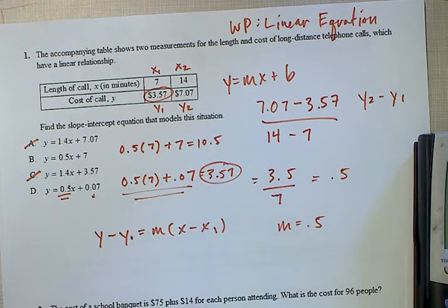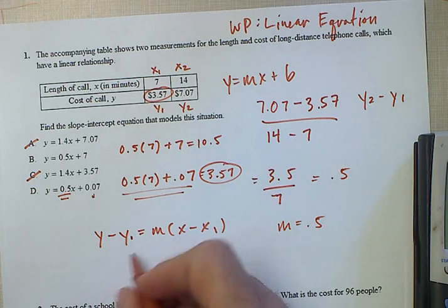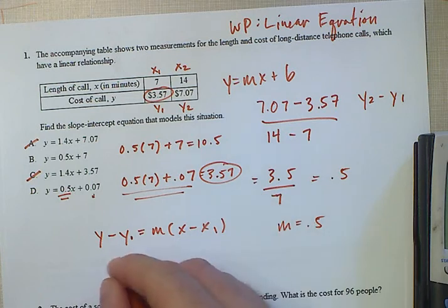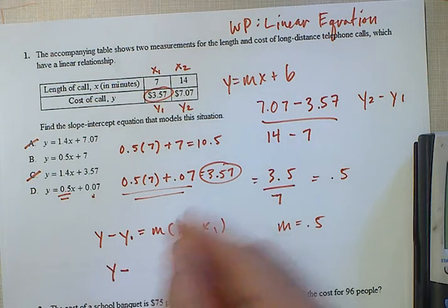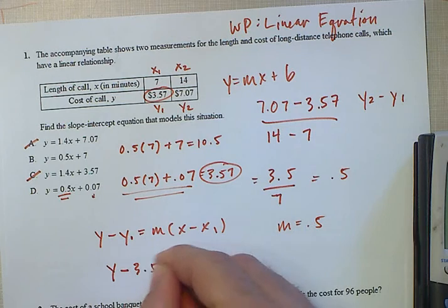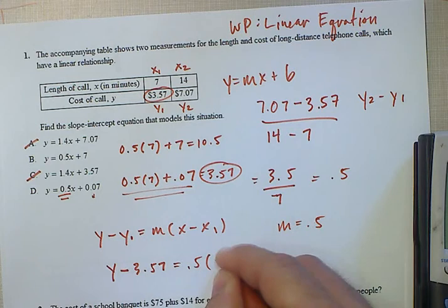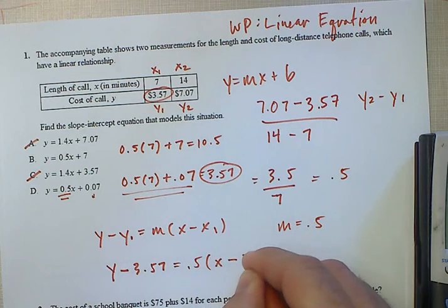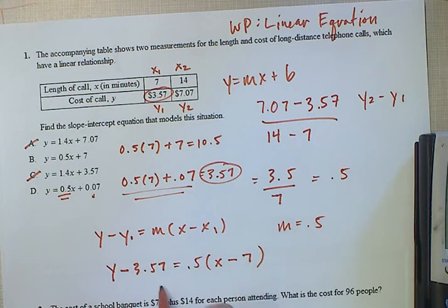If they don't give you multiple choice, and you're saying, okay, you would have to actually plug in y minus your y1, 3.57, equal to 0.5 x minus 7 here. You would actually have to plug this in and get it to be y equals mx plus b. Let's look at the second problem here.